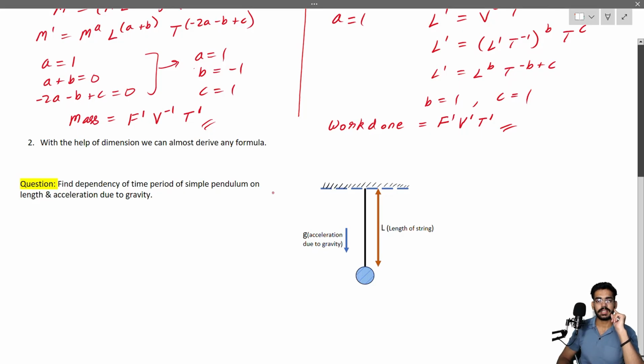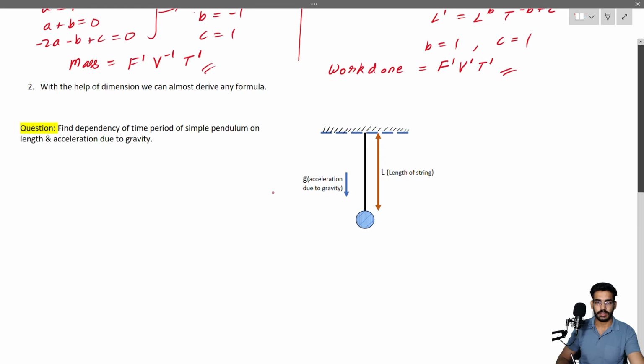Then next thing is, with the help of dimensions we can almost derive any formula. We don't know the exact formula, but we can almost derive it. We can have a question on that, but it is not always applicable, but almost everywhere we can write down this thing. This is how we can solve.